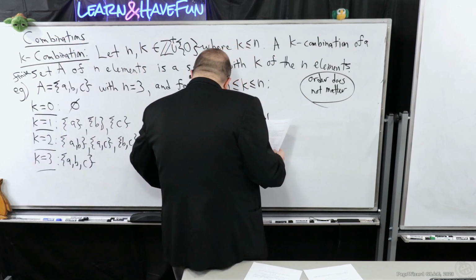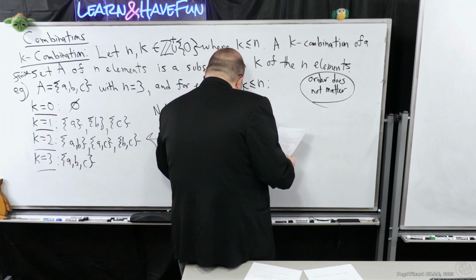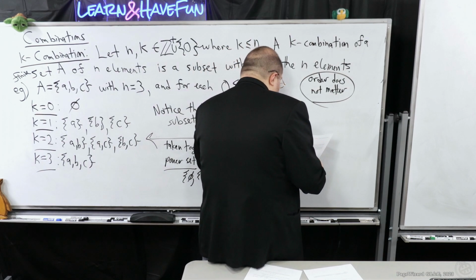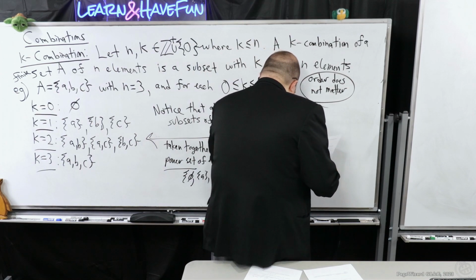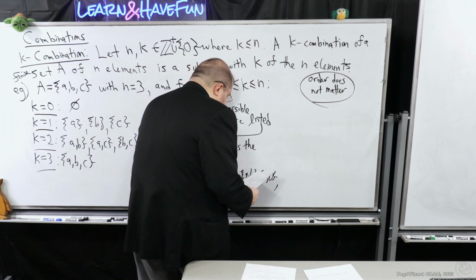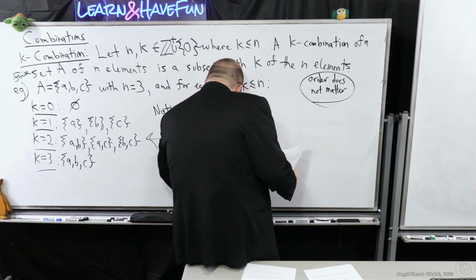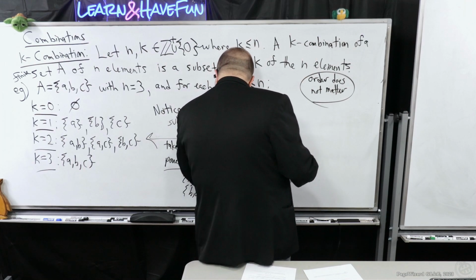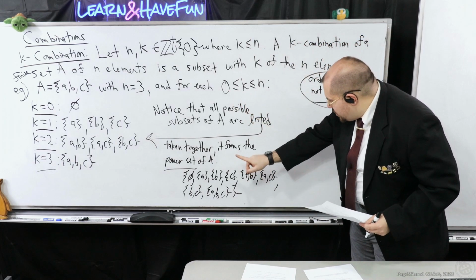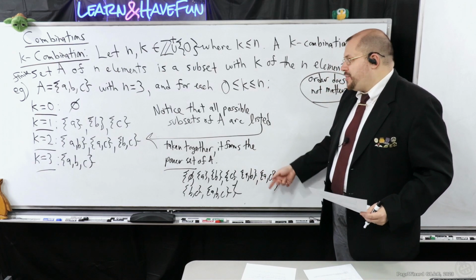So just to be clear, the power set in this case would be the empty set, A, B, C, A B, A C, B C, and then we have A B C. Right, I got 1, 2, 3, 4, 5, 6, 7, 8. Okay, good. So this would be the power set of that set A.